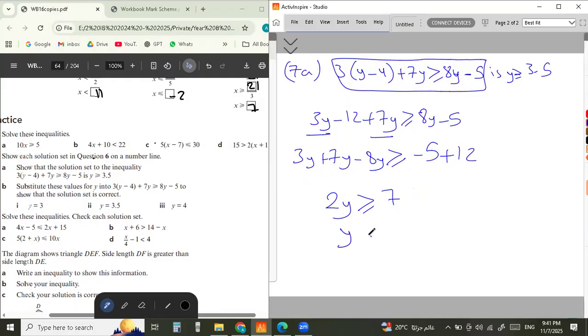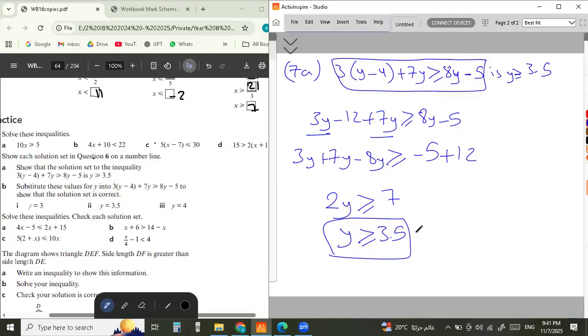So y is greater than or equal to what? 7 divided by 2 is 3.5. That is it. That's what they wanted you to show. So just solve the inequality, and at the end, you're going to show them that y is greater than or equal to 3.5. This is 7a. 7b, substitute these values for y into 3y minus 4, which is the inequality. Substitute these values, show that the solution set is correct.